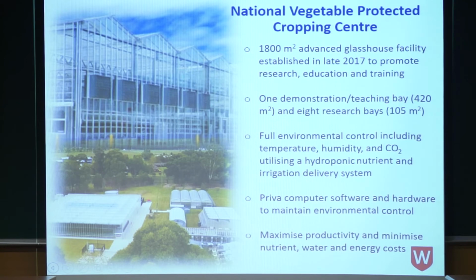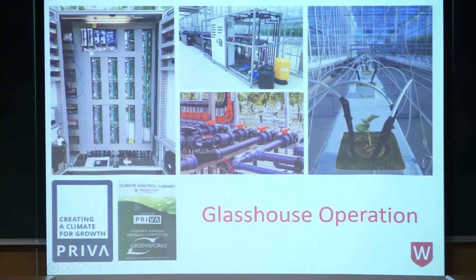The idea is to have demonstration bays, training bays, research bays. We have full control of temperature, CO2, humidity, and so on. And the idea is to maximize productivity and minimize costs. So the glasshouse operation is pretty high tech. The point behind it is that it's a research facility, so put the best stuff you can into it. We know in 10 years it'll be obsolete, but at least we have very good control of CO2 and temperature and nutrient delivery systems. Each plant has an actual nozzle that goes to its base, so we can direct water and nutrients to it.